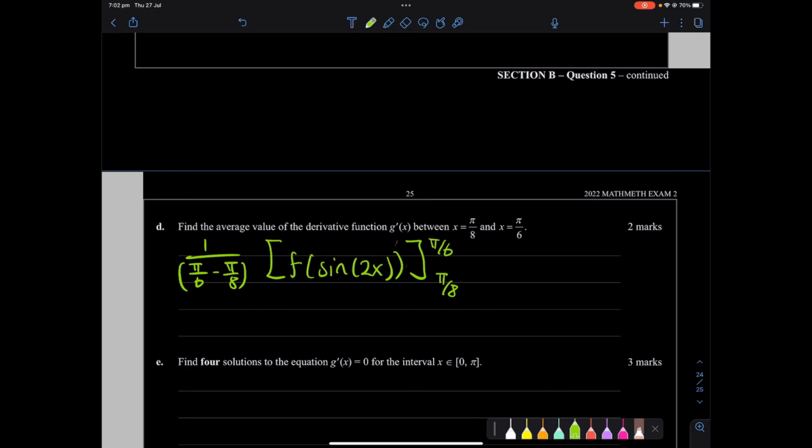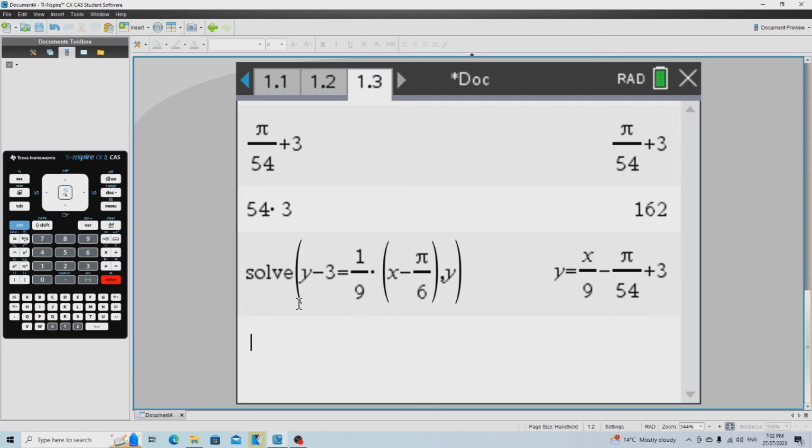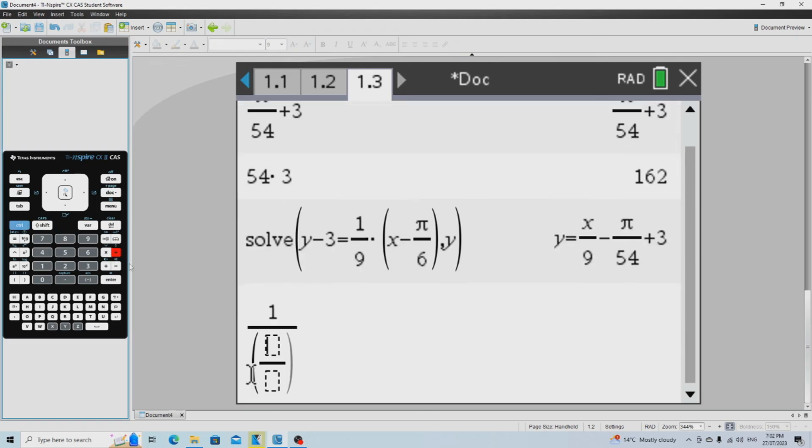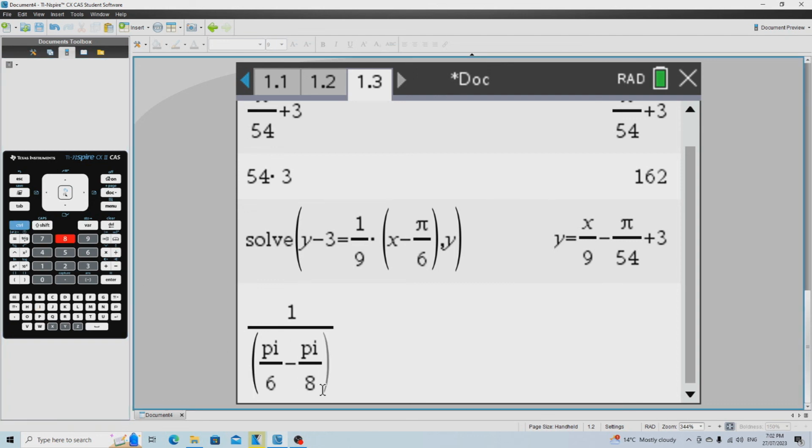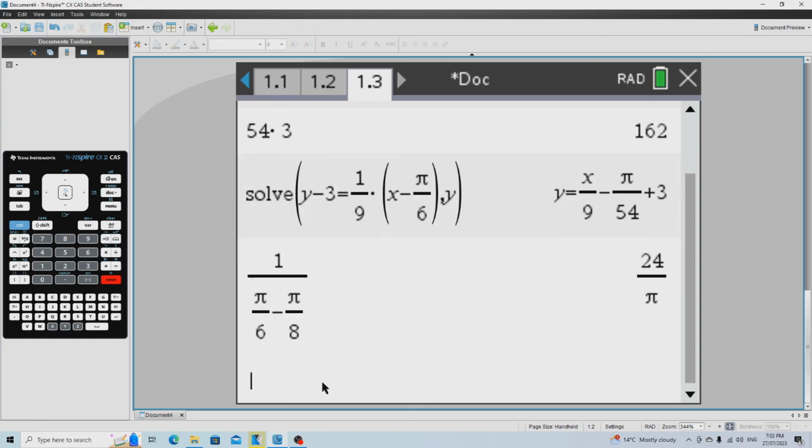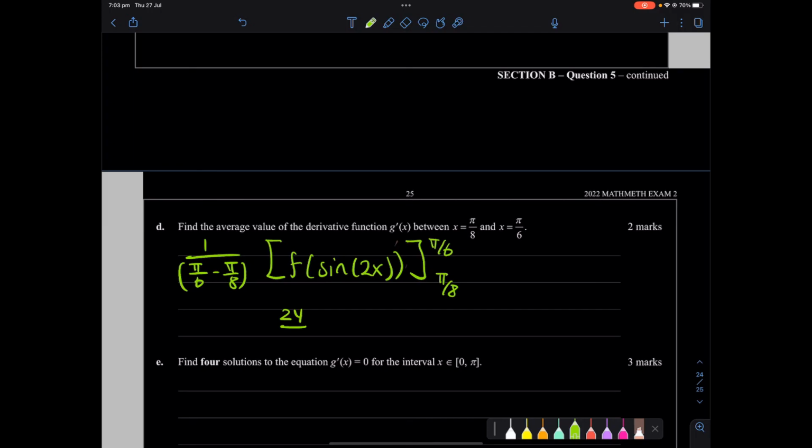I'm just going to do this on the calculator just to get the value. I don't want to mess this up. So first, pi on 6 minus pi on 8. Yep, and that is pi on 24. So 24 on pi.